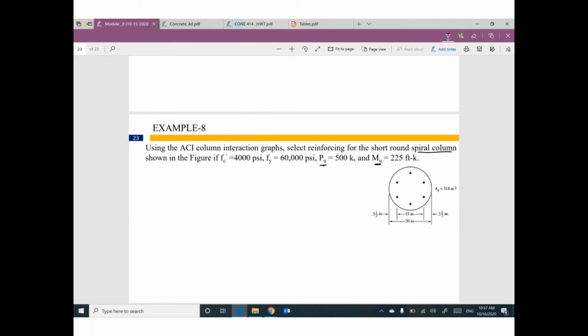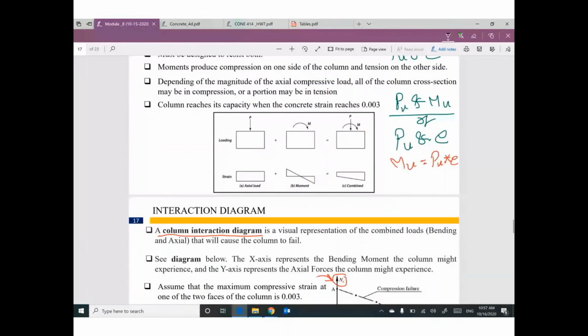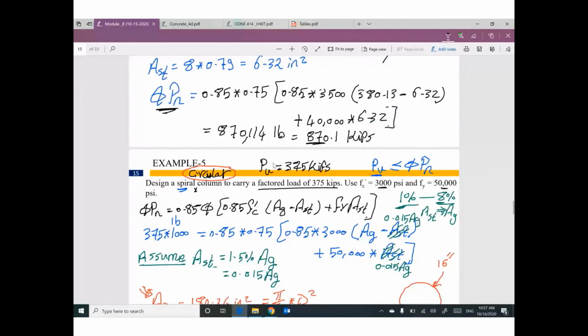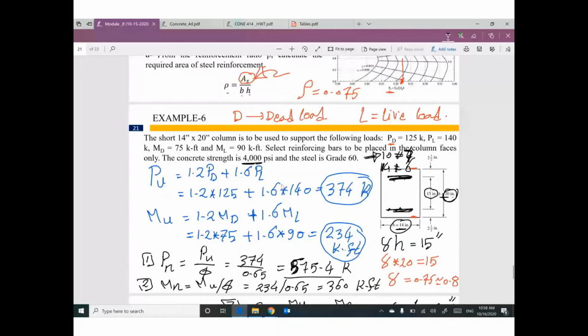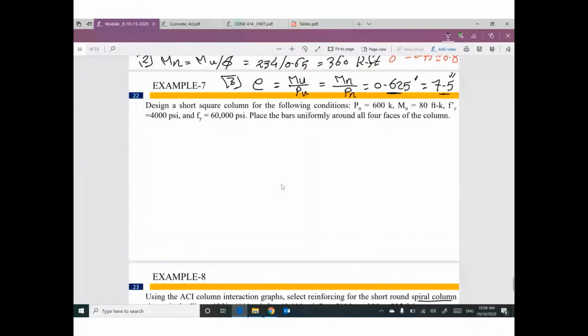Previously, we needed to figure out what type of column it is, spiral column or tied column, because we were talking about only P ultimate. We don't have moment. So make sure which category you are designing a column in. Okay, we are designing a column under the effect of P ultimate and M ultimate. This column, it's not given.